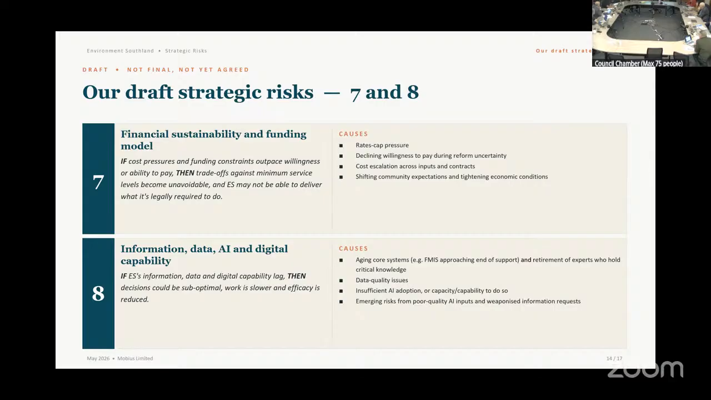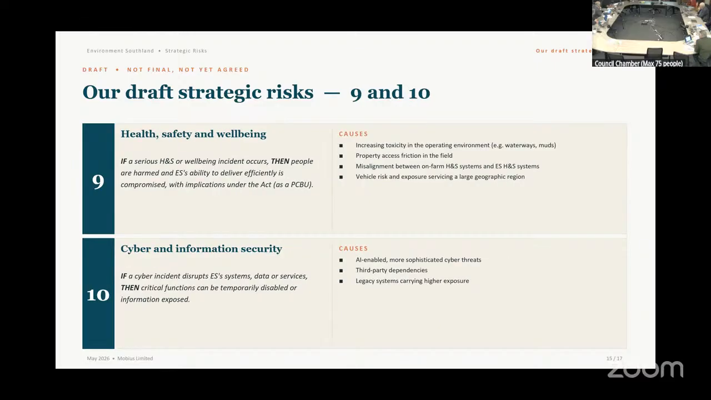Can I just ask about weaponised information? We talked about how we imagine that's likely to play out for ES, for example. This is people making requests for enormous amounts of data through LGOIMA or privacy, using AI and bots to generate those requests. That can easily swamp an organisation in terms of responding. There have been cases in Europe where this happened. The OAG ran a webinar last year that had some international speakers, and it is playing out.